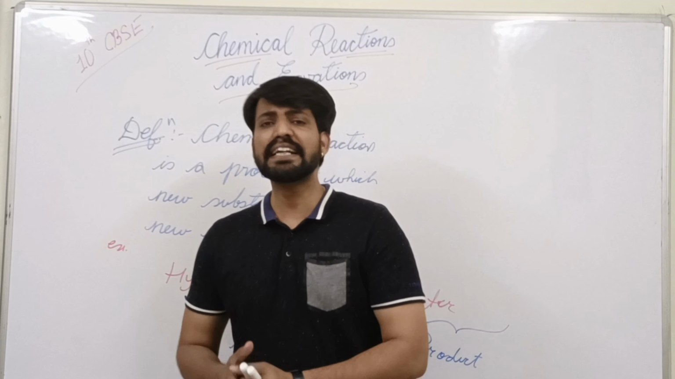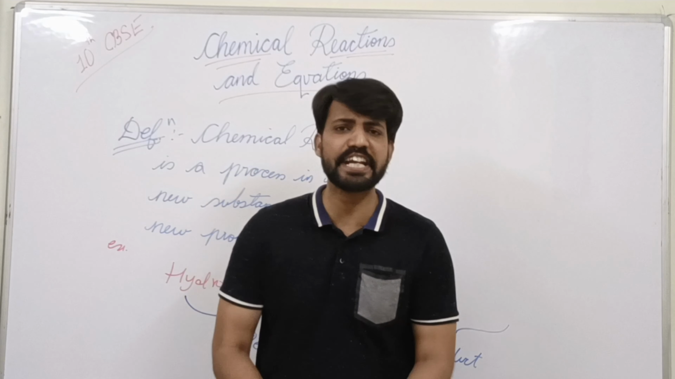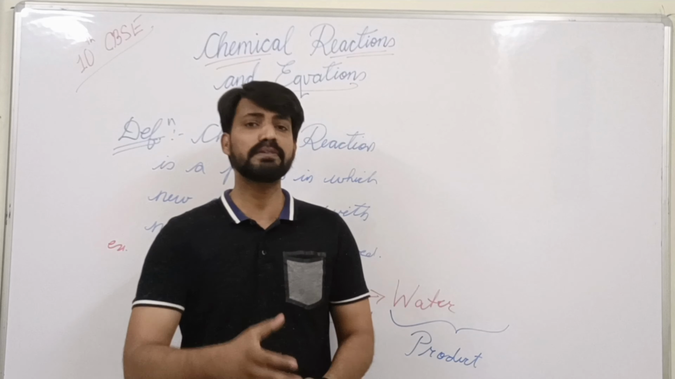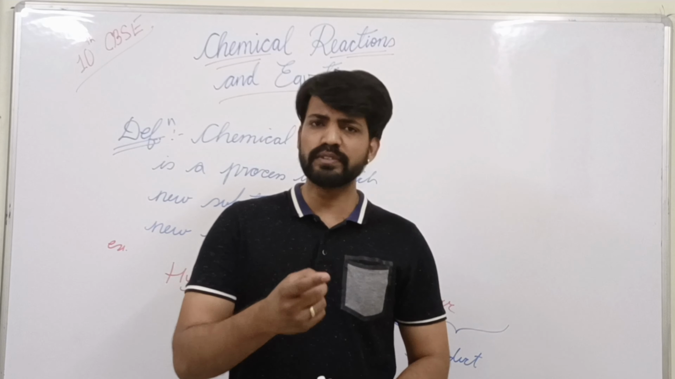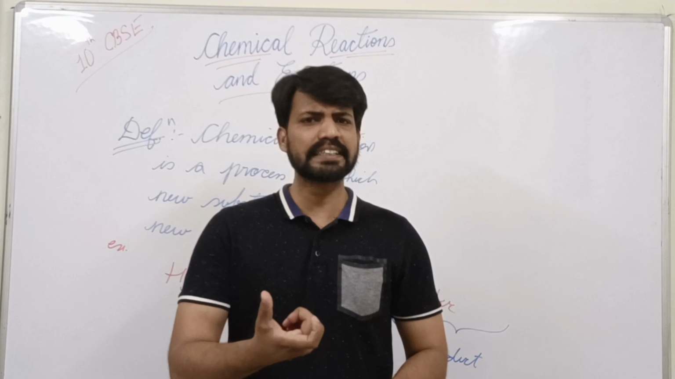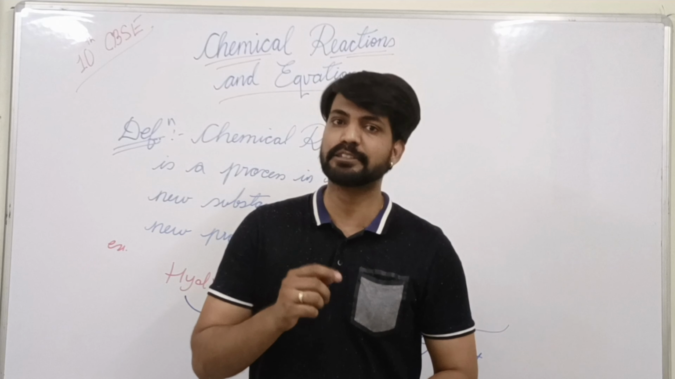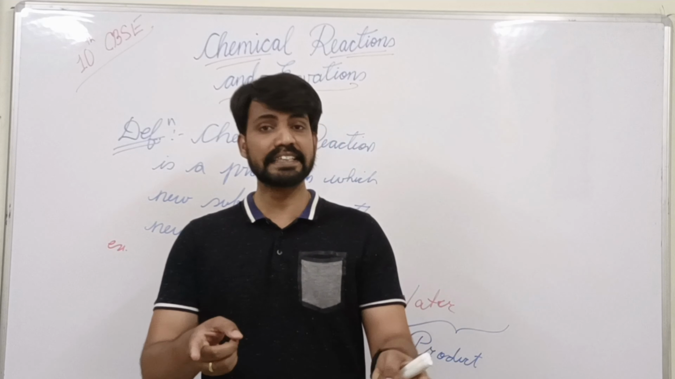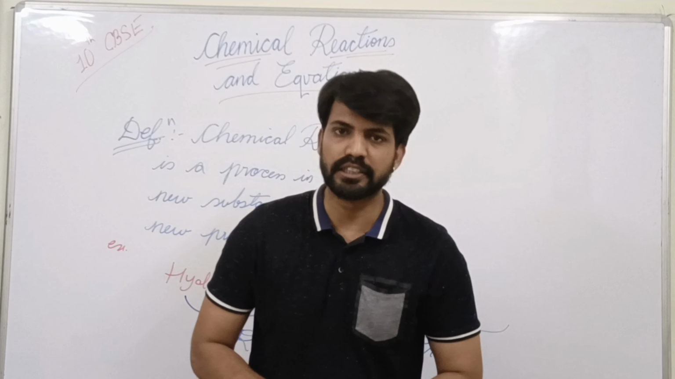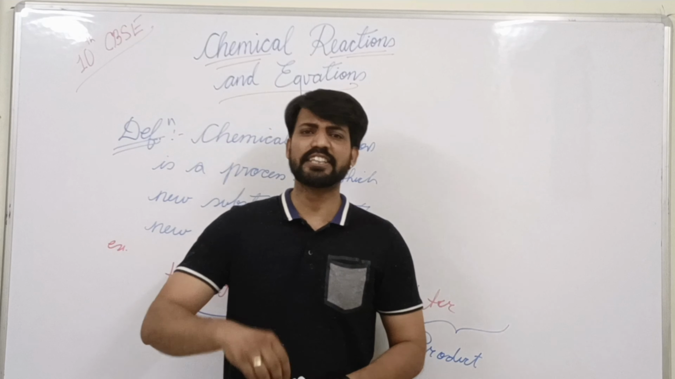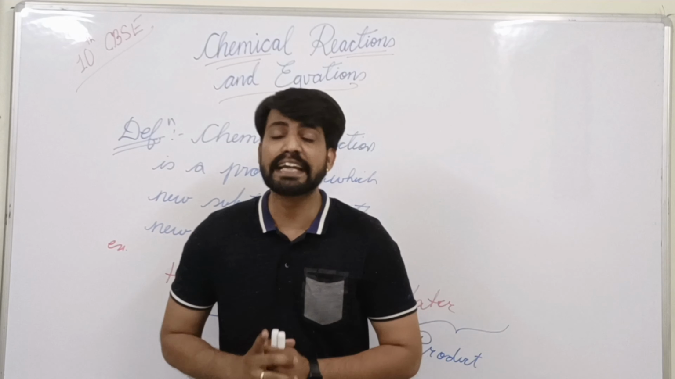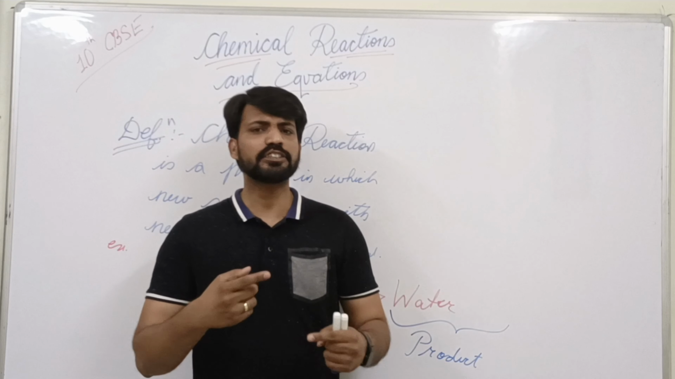So when a chemical reaction has been done, how can we identify it? Obviously there should be some characteristics. If any one of those characteristics is observed, then we can say that yes, a chemical reaction has been done. So what are the characteristics? Let's understand these characteristics. In chemical reactions there are five types of characteristics.